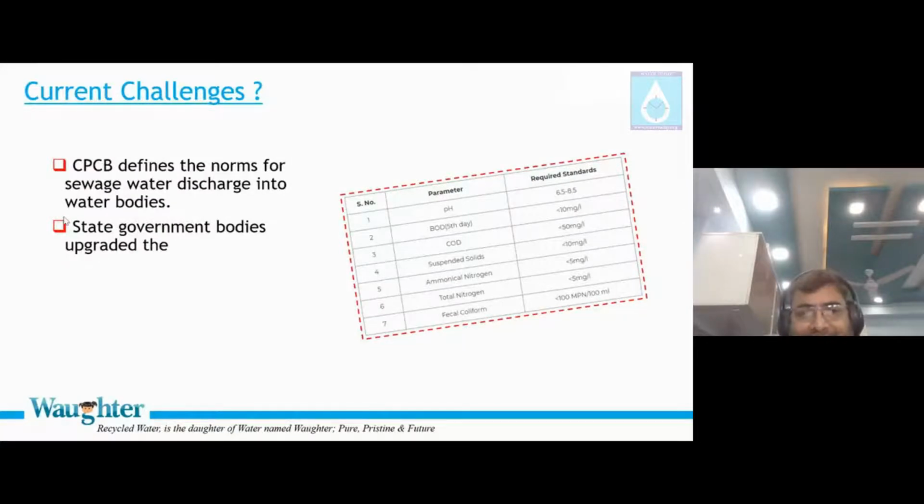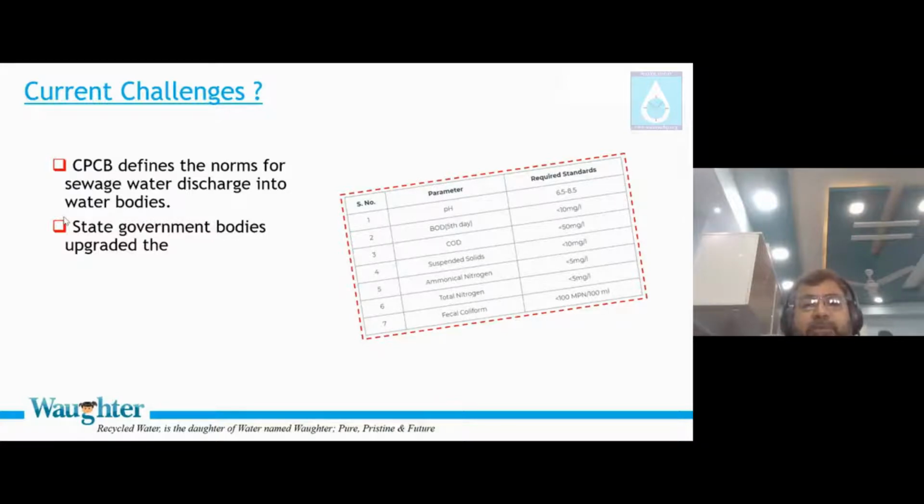So let's put something called current challenge, because there's somebody called CPCB, Central Pollution Control Board, in India. If there are some foreign guests, there will definitely be a regulating authority at your places also. That defines the norm for sewage water discharge into a water body. That's it. We put a full stop here. Why? Because responsibility of managing it belongs to the state government bodies. They can upgrade it, they can put more difficult norms, they can also relax it, and there are a lot of things which we are talking about.